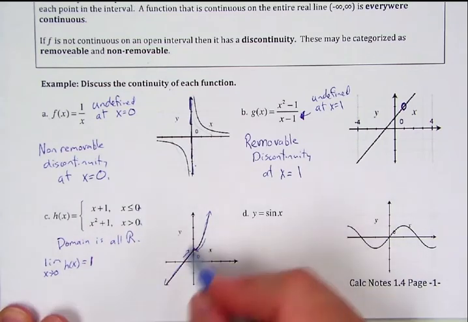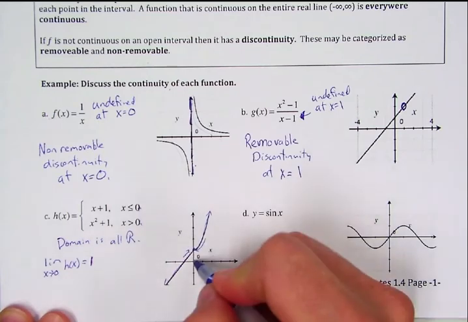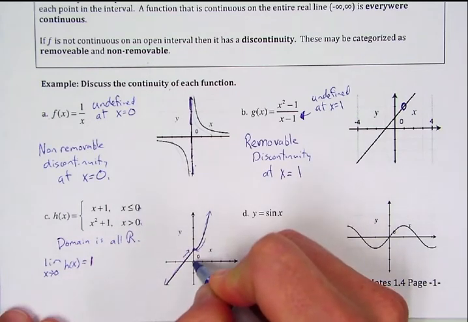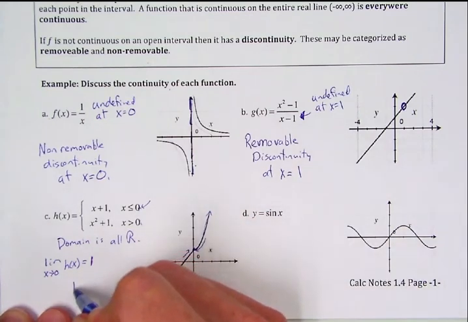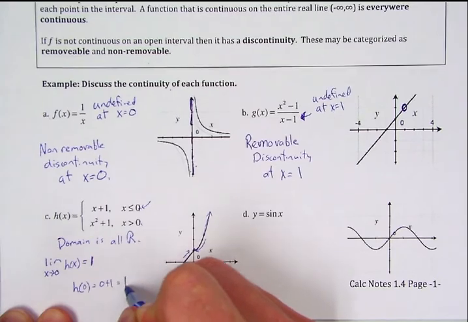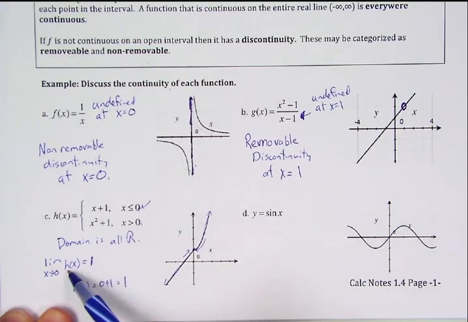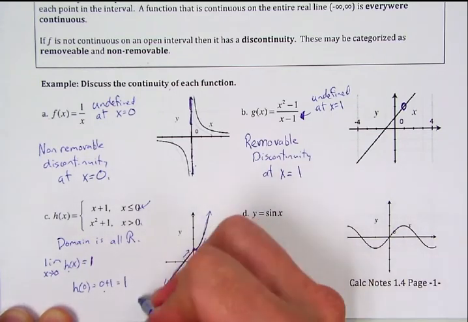Okay, and so because the limit exists, that's great. Now, if we let x equal 0, then we're dealing with this function, and if we do h of 0, we do get 0 plus 1, which is 1. And so because the limit exists and it works by direct substitution, we know this is everywhere continuous.